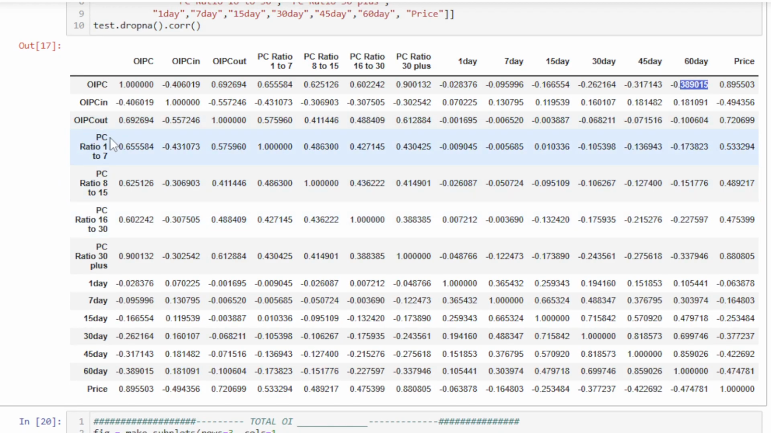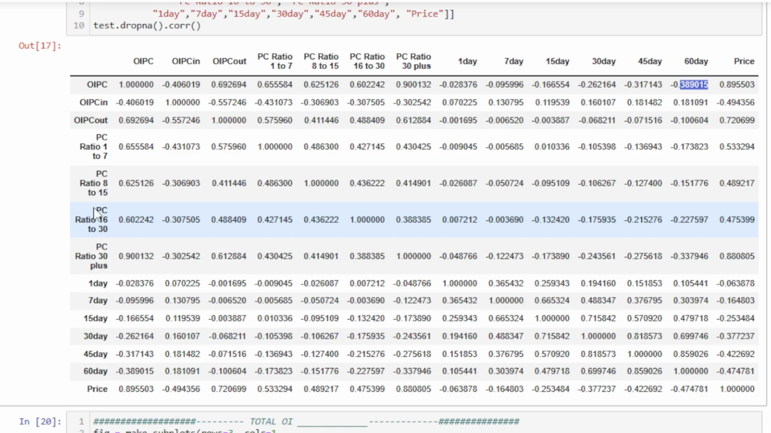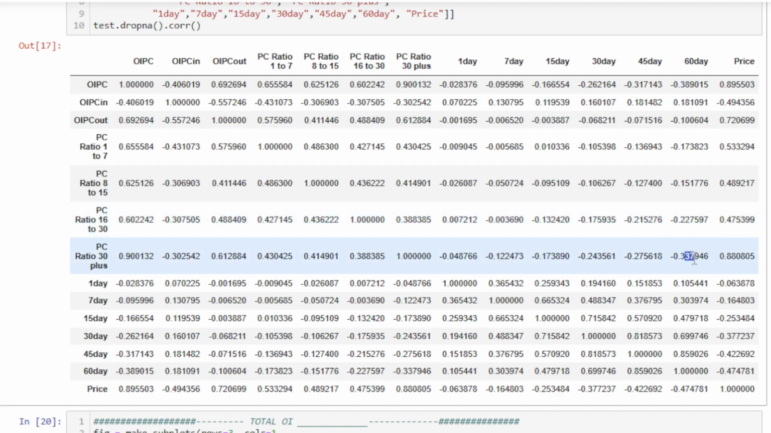So if we look at our put call ratio for 1 to 7 days, we can see for 1 day predictive, 7, 15, 30, and 45, right? It goes up to about 0.17 for options expiring 8 to 15 days. Kind of steps up to 0.15. And then our put call ratio for 16 to 30, right, 0.22, and then down to 0.33.